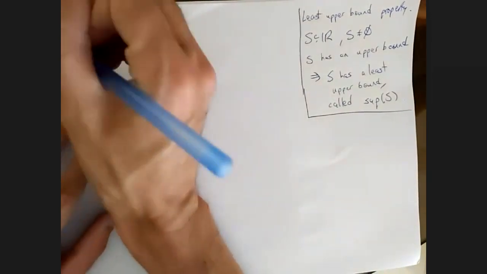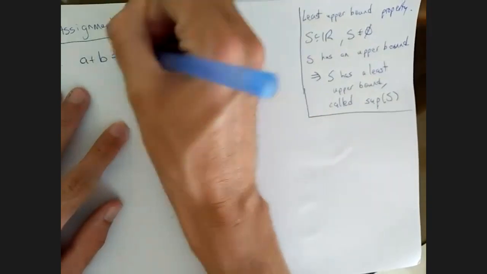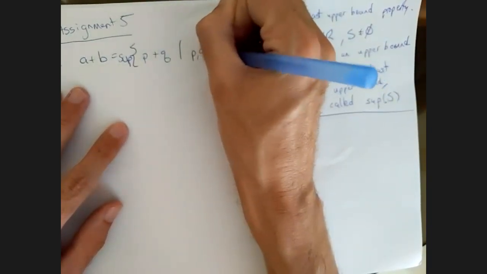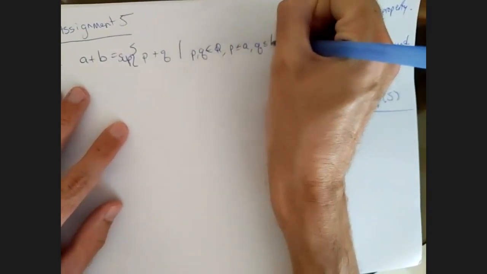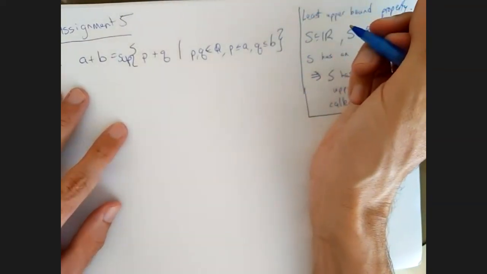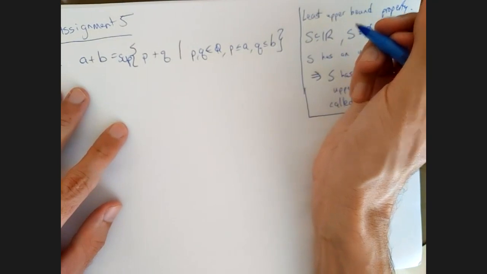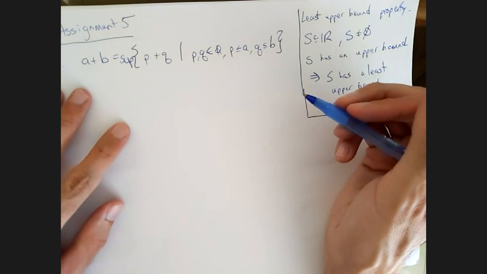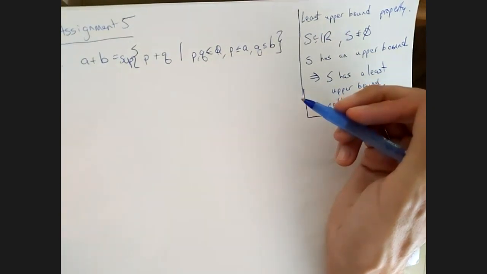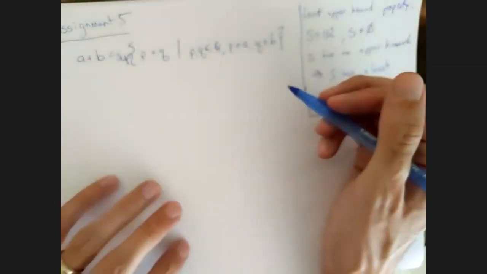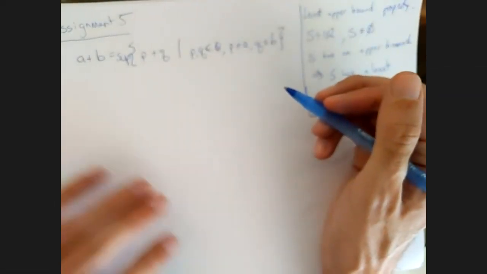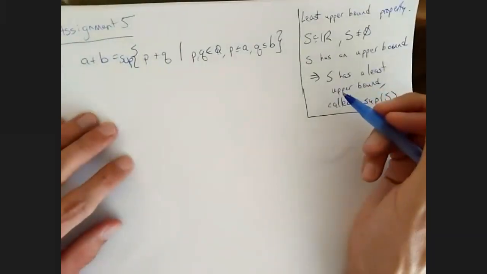And then for question 1, we're supposed to do questions 1 and 2. For question 1, we define A plus B as the sup of the numbers P plus Q, where P and Q are rational numbers, and P is less than or equal to A, Q is less than or equal to B. You can check that this is well-defined, but we're not worrying about that. For this question, we have to prove A plus B equals B plus A.